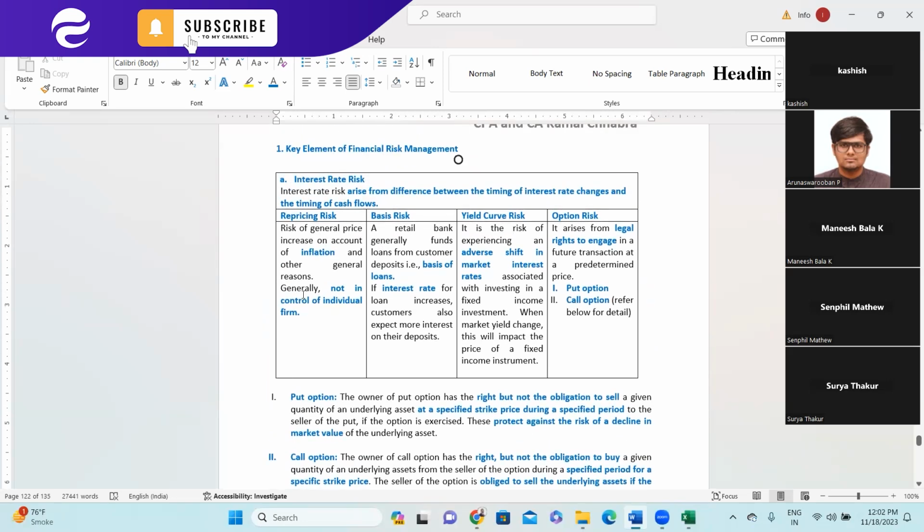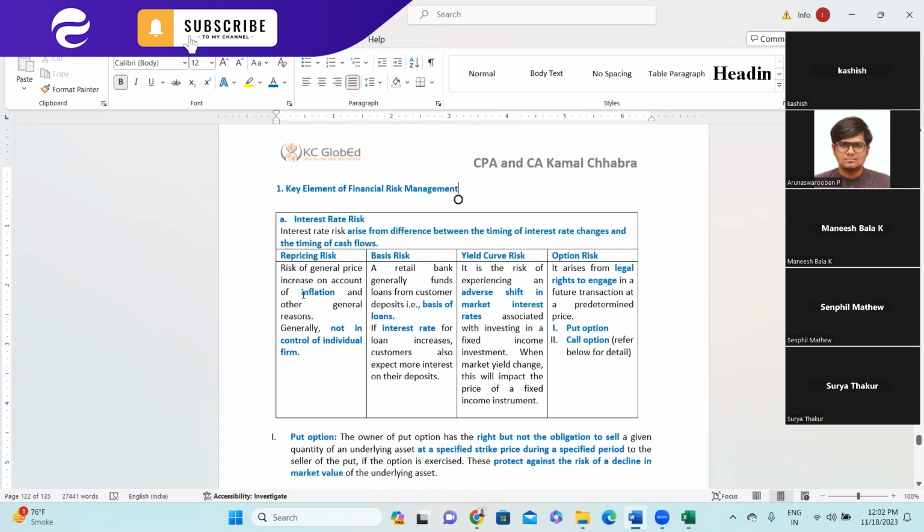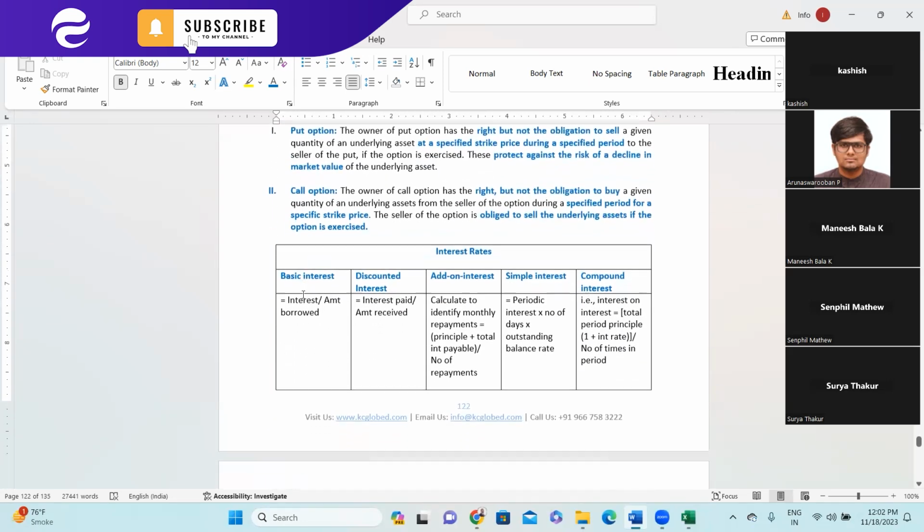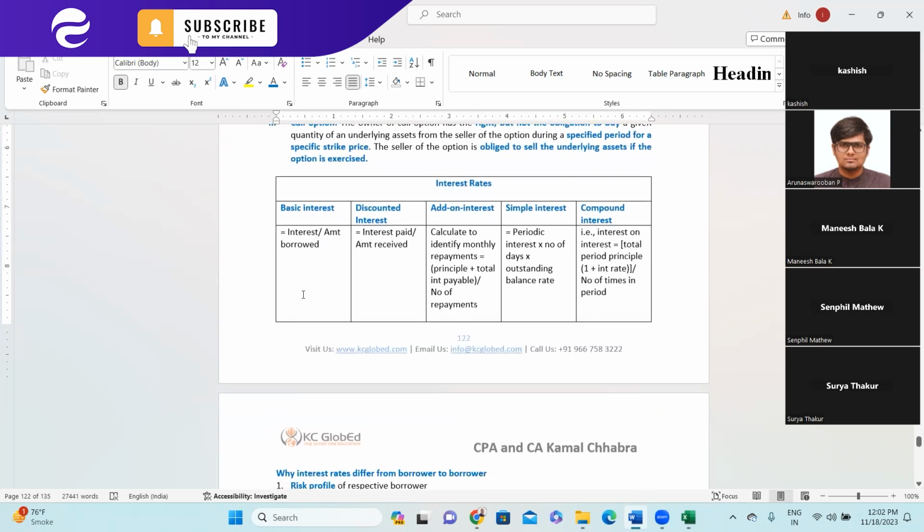So far clear? Yes. So next is interest rate. There are 5 categories of interest rate. First is basic interest. Second is discounted interest. Third is add-on interest. Fourth is simple interest. And fifth is compounded interest. So basic interest is very simple: interest expense divided by the amount of loan or amount of borrowings. Right? Very simple. Second is discounted interest.